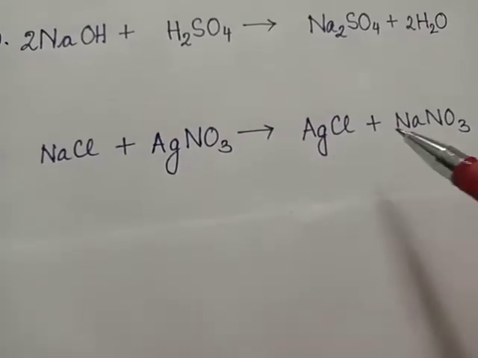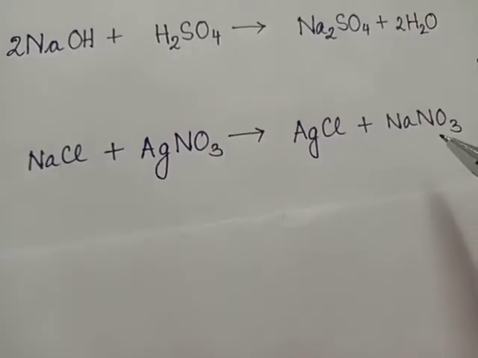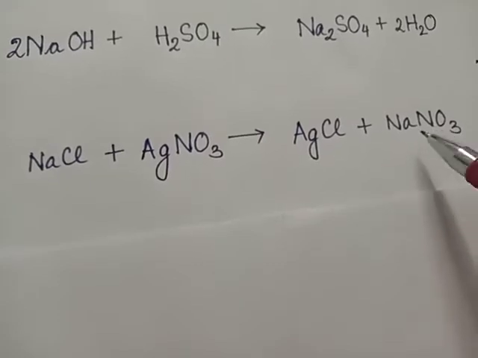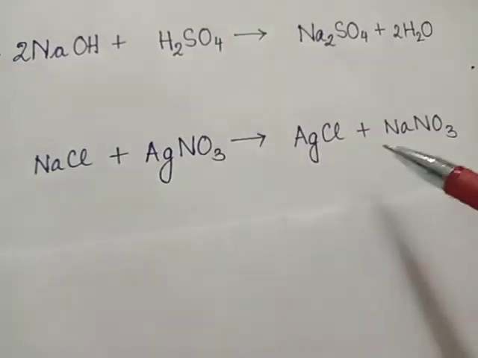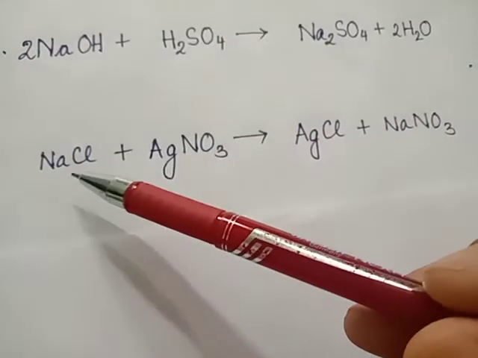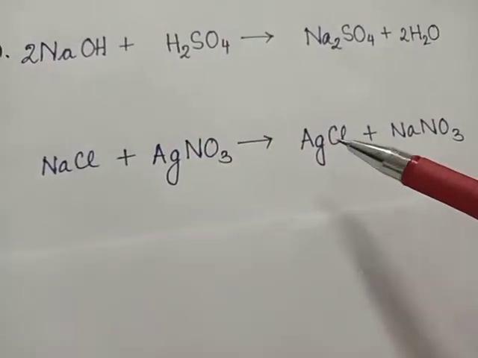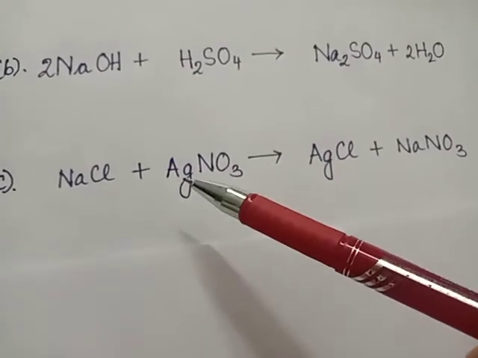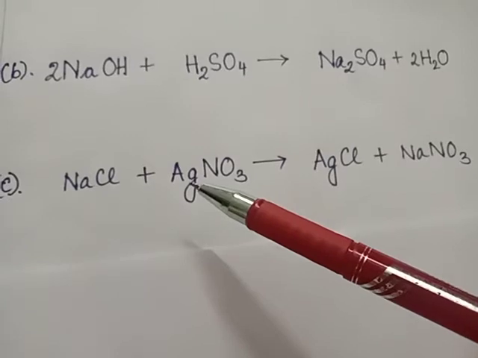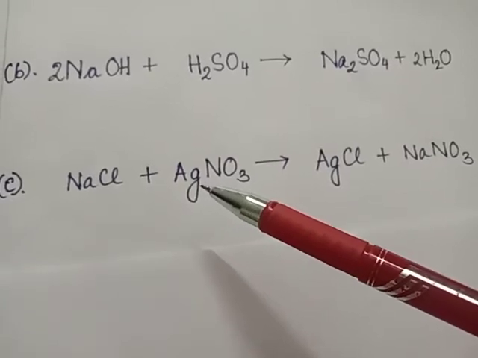Now if we look at the number of atoms here, see here compound radical NO3, there is 1 unit. Here also NO3, 1 unit. Here sodium 1, here sodium 1. Here chlorine 1, here chlorine 1. And here silver 1, here silver 1. Which means this is already a balanced chemical equation.